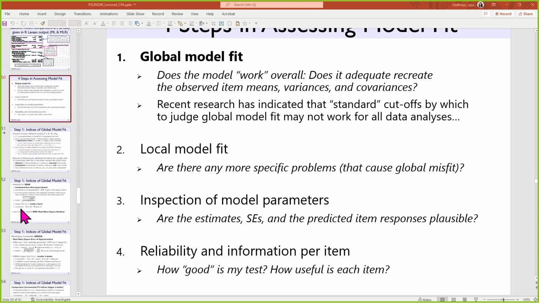So global indices of fit, then, they come in basically two flavors. How much worse is your model than perfect? So that's your chi-square test of model fit, which is a likelihood ratio test of your H0 model relative to the perfect H1 saturated. There's also RMSEA, which the best it can be is 0. It's how far off you are per degree of freedom remaining, so it's a parsimony corrected index. And SRMR, which is the average offness of your correlations.